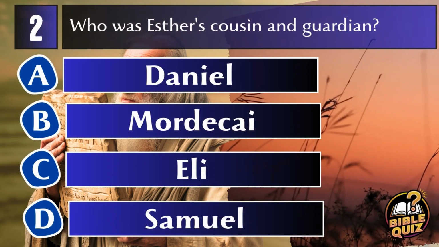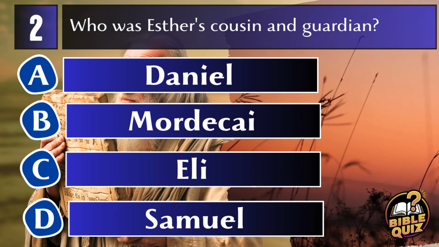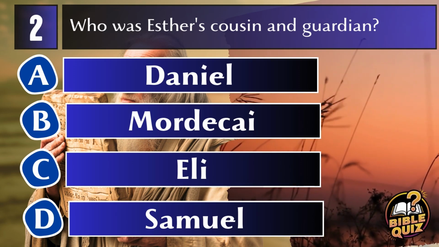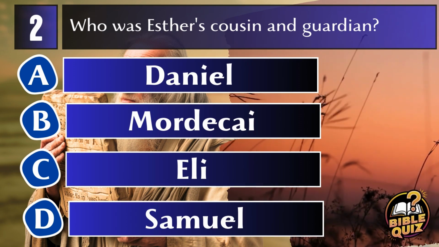Question 2. Who was Esther's cousin and guardian? A. Daniel. B. Mordecai. C. Eli. D. Samuel.